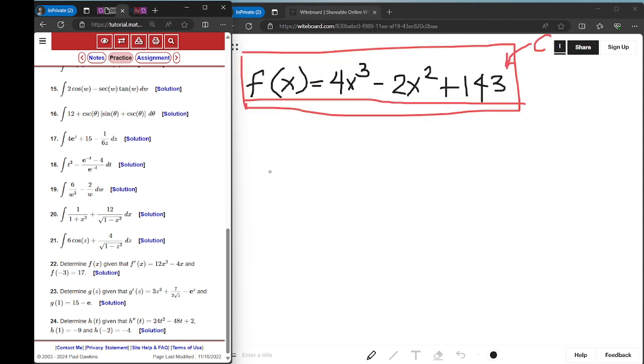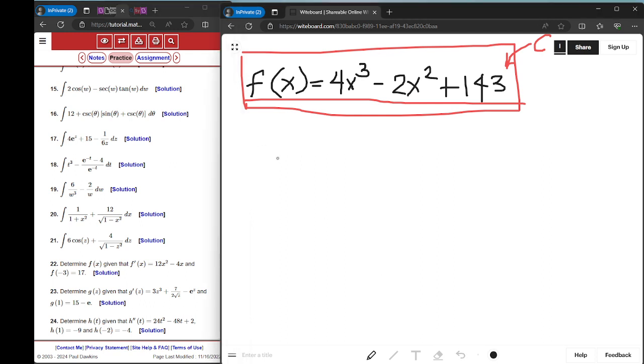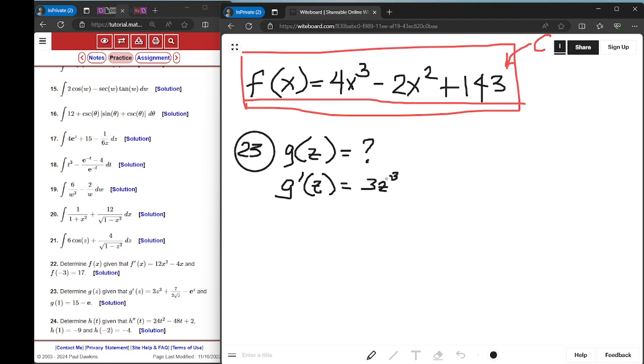Oh, that's great. So we have number 23, and that is, what is g of z if g prime of z is equal to 3z cubed plus 7 over 2 times square root of z, still minus e to the z, given that g of 1, that means when z is equal to 1, our g is equal to 15 minus e. Oh no. Let's try.